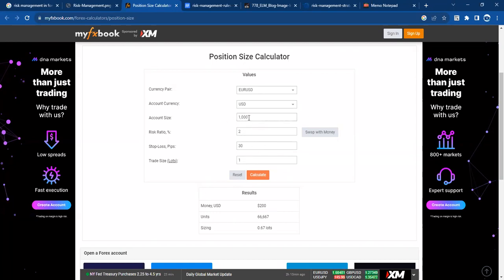You put in 1,000 right there. You put in your percentage. If you want to risk 5%, you do the same thing. You put it right there, and your pips amount, you put it right there, and then you click on calculate. So if I'm going to use a 1,000 USD account, and I want to use a 30 pips stop loss with a 2% risk per trade, I'll be using 0.07. My lot size for that trade will be 0.07.